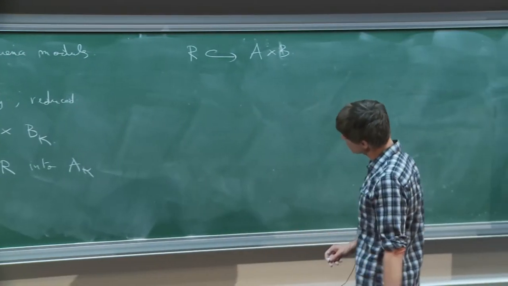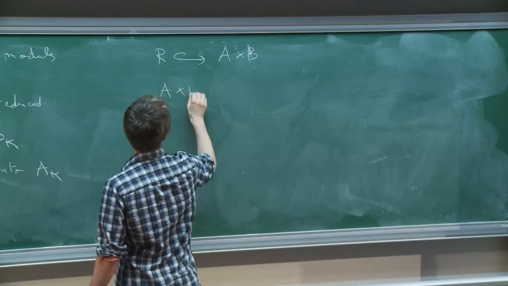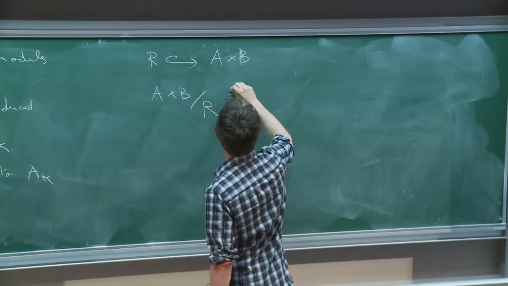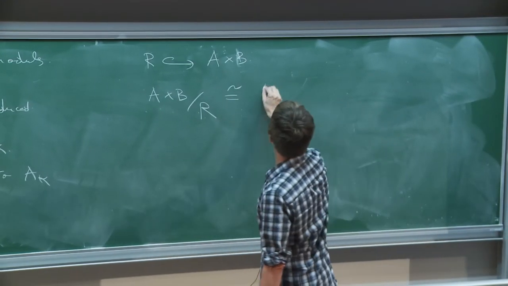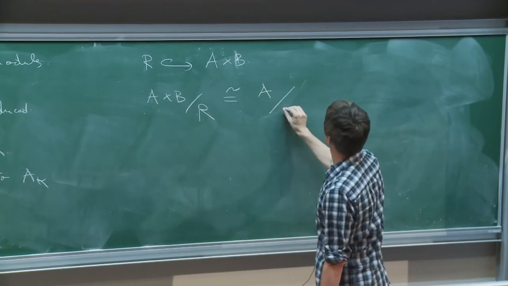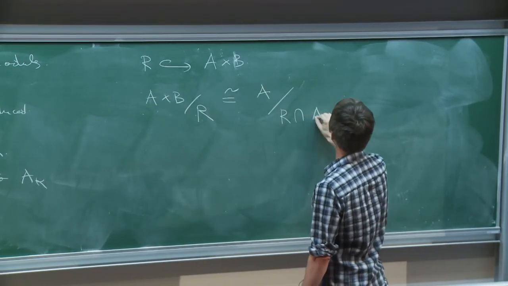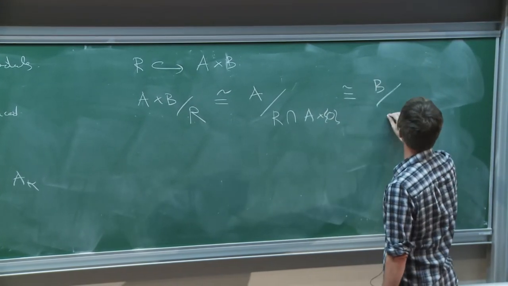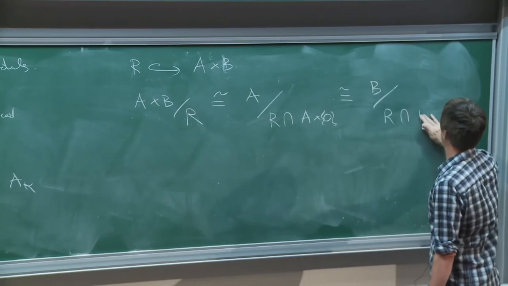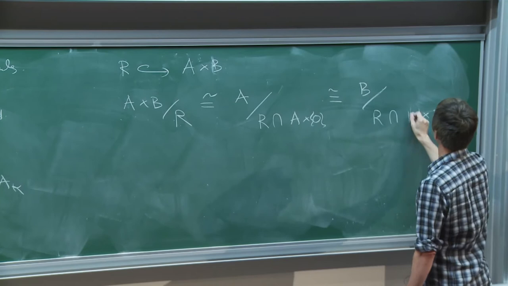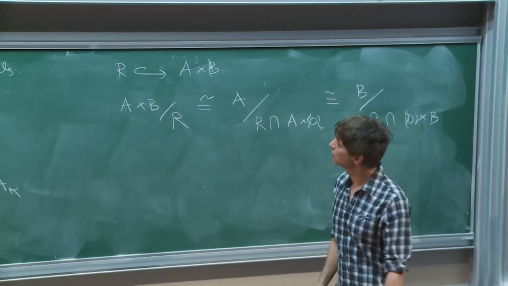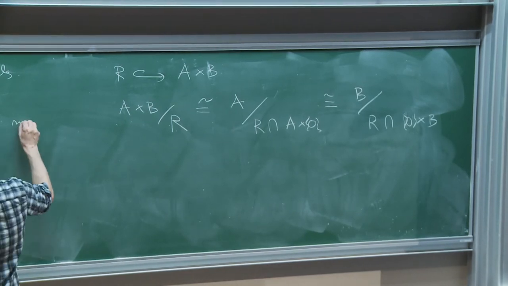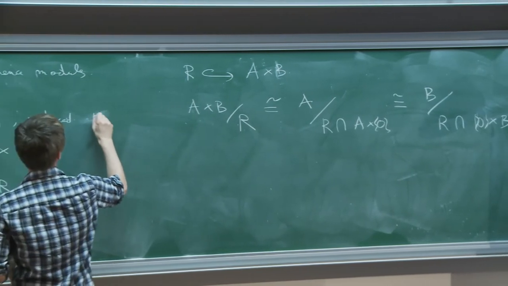So in that case, A cross B divided by R is isomorphic to A divided by R intersection A cross 0, and this is the same as B divided by R intersection 0 cross B. Can you assume R is flat? Yes, R is a finite reduced O-algebra, and yes, torsion free.